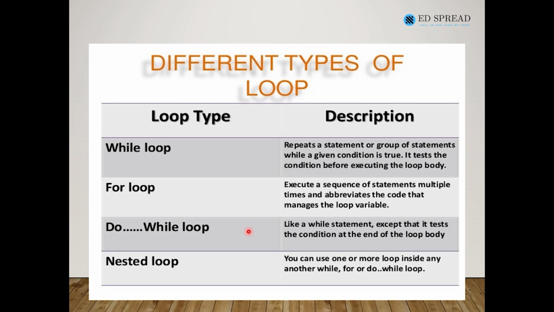Now this is known as the exit control loop. Exit control loop because it is testing the condition at the end of the loop. So it is exit control loop. Now what is this nested loop?